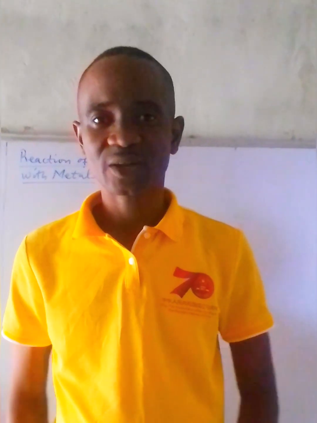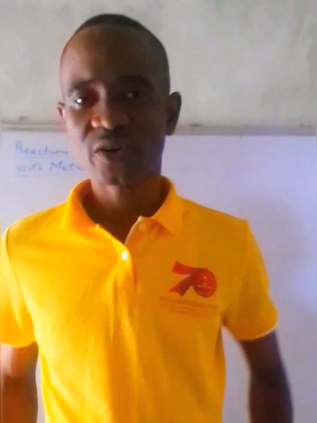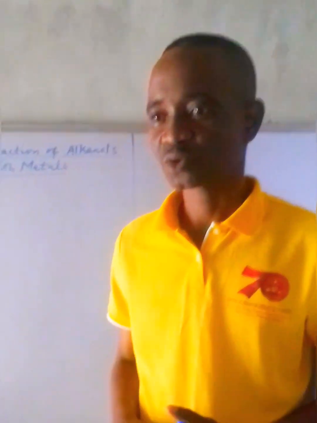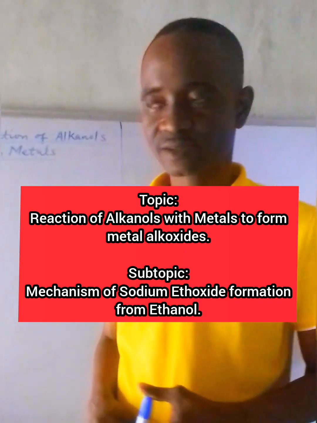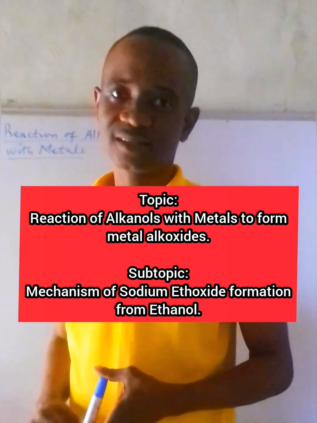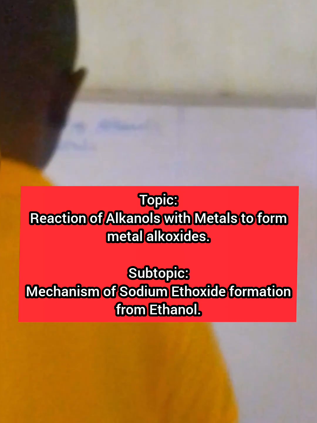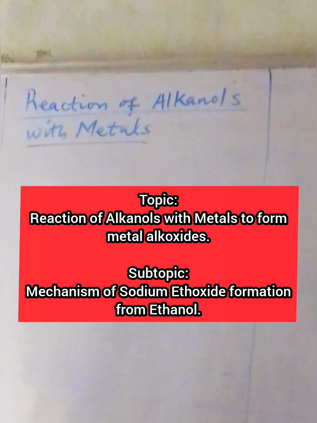We have been discussing alkanol chemistry. We have successfully described two kinds of reactions that alkanols undergo: one, dehydration, two, combustion. Today we want to look at another reaction of alkanol, which is reaction with metals to form metal alkoxide.